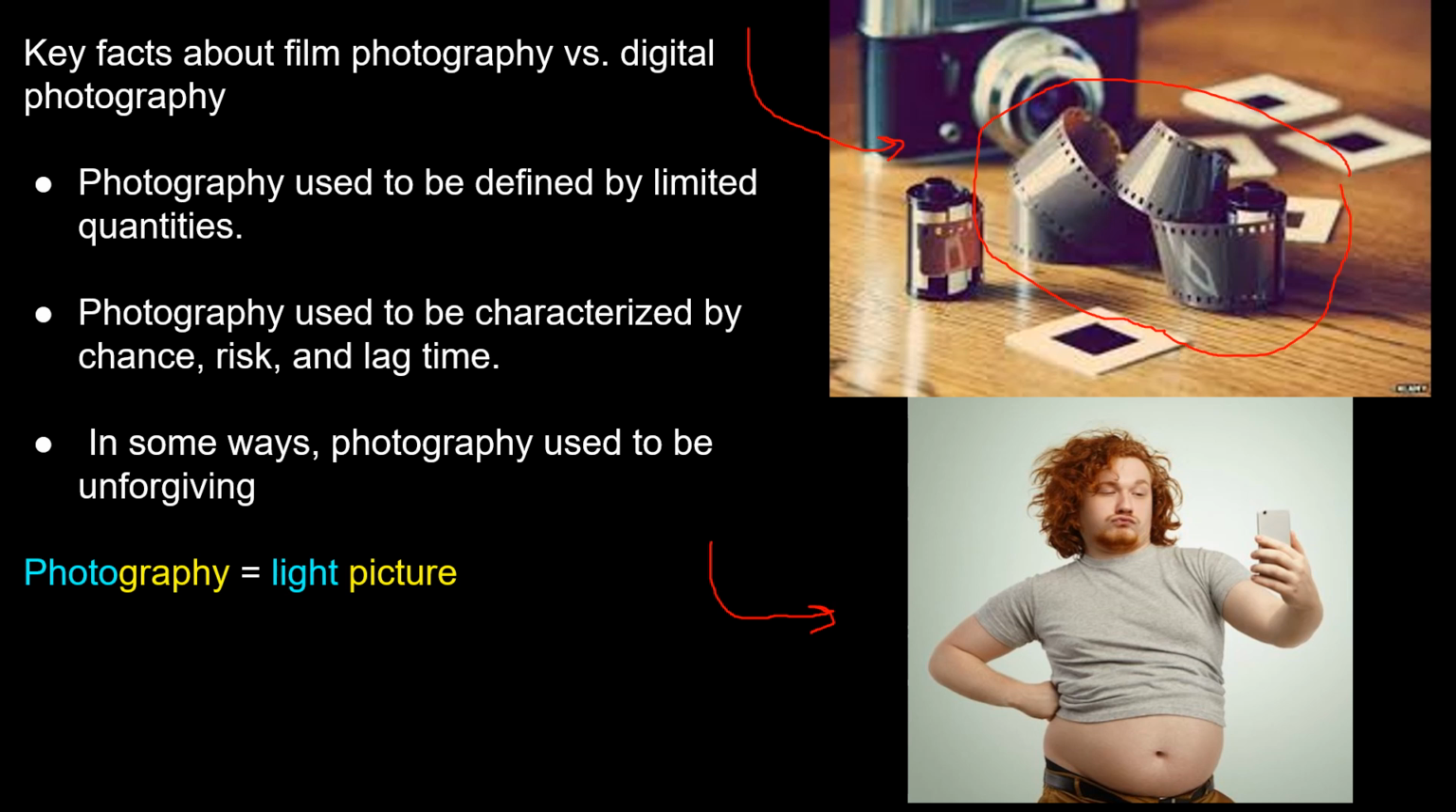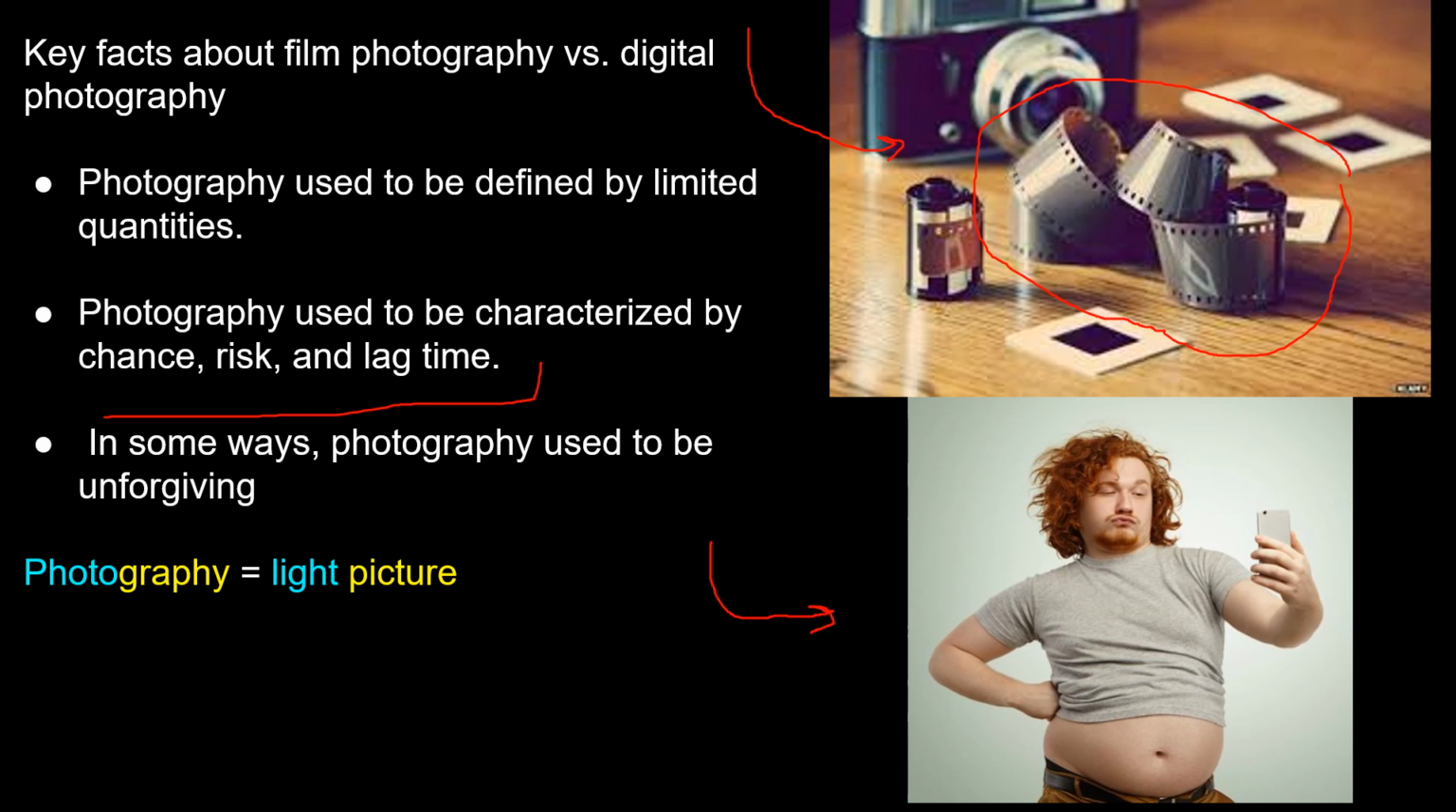Photography also used to be characterized by chance, risk, and lag time. That means that if you're using a film camera, you would be on your trip to Bora Bora or Hawaii or whatever, and you would take your picture, but it would take a while for you to know what that picture actually looked like. You would finish your vacation, take your film to be developed back home, and then you would get your pictures. And if your pictures didn't work out, basically you're SOL. You can't go back on vacation. You can't redo that picture. You don't find out what the picture looks like till much later.